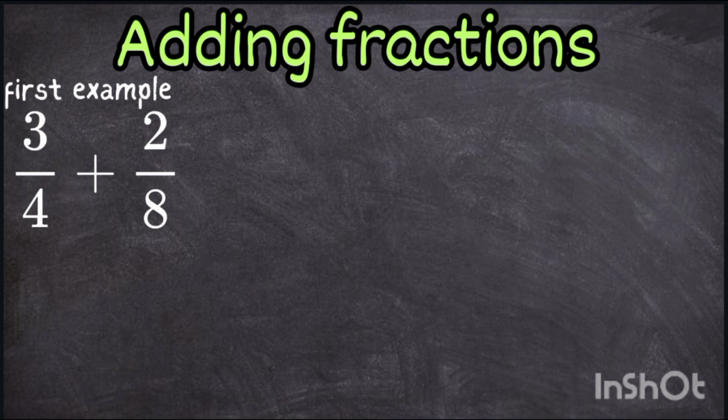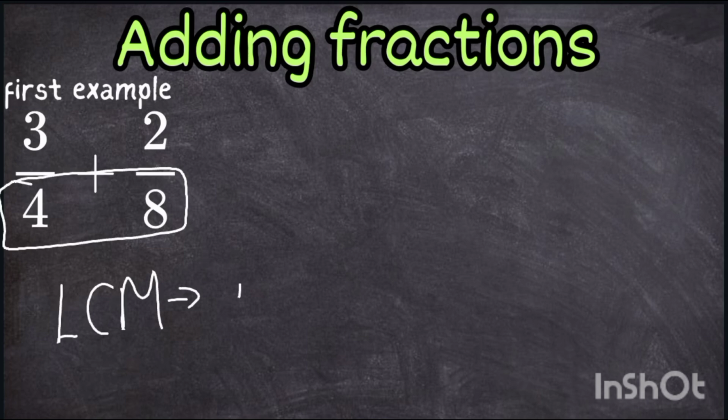Over here, as you can see, we have two fractions. We need to add them. We do not have a common denominator. We have denominators of 4 and 8. For adding fractions, we need a common denominator, and for that we need the LCM. The LCM of 4 and 8 is 8. So the common denominator would be 8.